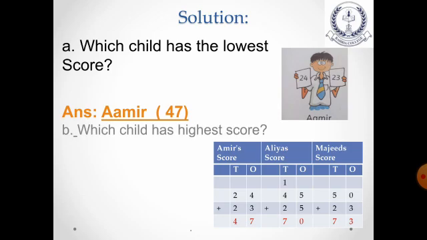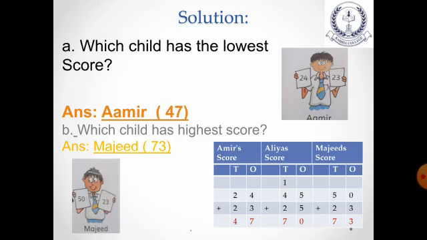Then comes, which child has the highest score? For this we will answer Majid. Majid is having the highest score, that is 73. Look at the picture. Majid is holding two sheets in his hand and when we total those scores we got 73. So the child with the highest score is Majid.